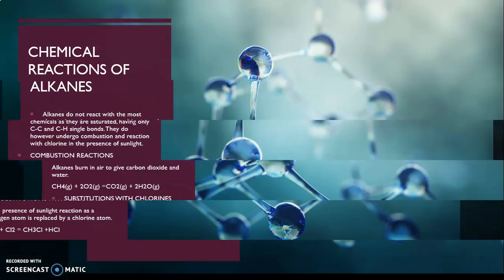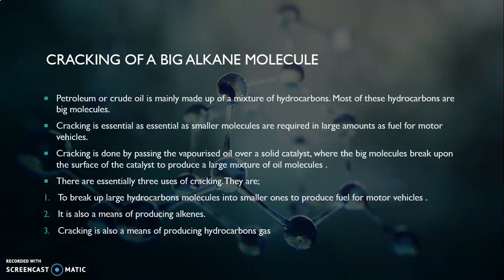Alright, moving on. Cracking a big alkane molecule. Petroleum or crude oil is mainly made up of a mixture of hydrocarbons. Most of these hydrocarbons are big molecules. Cracking is essential as smaller molecules are required in larger amounts as fuel for motor vehicles. Cracking is done by passing the vaporized oil over a solid catalyst, where the big molecules break up on the surface of the catalyst to produce a mixture of smaller molecules.